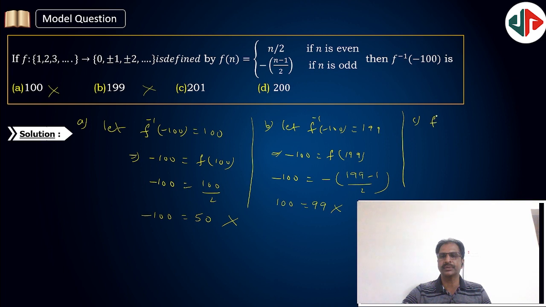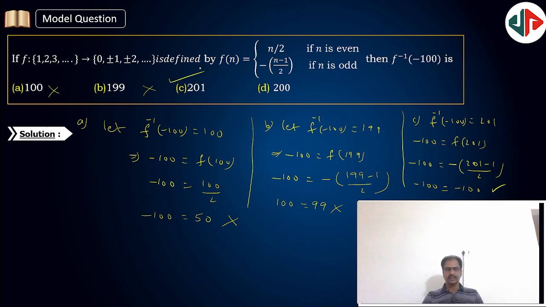Next, let us check with option C. Let f inverse minus 100 be equal to 201, which means minus 100 is equal to f of 201. 201 is an odd number. When n is odd, f of x is minus of n minus 1 by 2. Minus of 201 minus 1 by 2, which means minus 100 is equal to minus 100, which is correct. And hence option C is correct. So like this, you can cross check with the options given. Third option, option C, is correct.